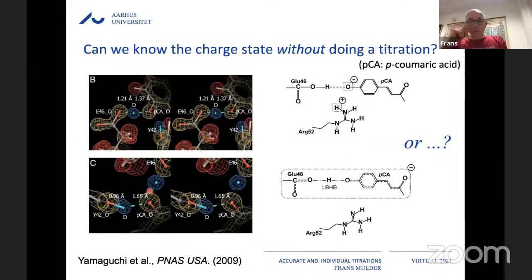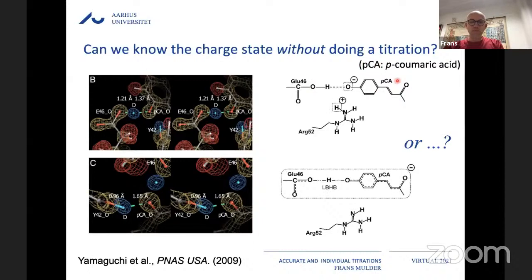The other thing that happened was that groups in Japan used a combination of X-ray crystallography and neutron diffraction to determine the structure of the PG state, in which they found that the deuterons were located very closely at the middle of a side chain of glutamate 46 and the parachimeric acid chromophore. That is illustrated here on the right.